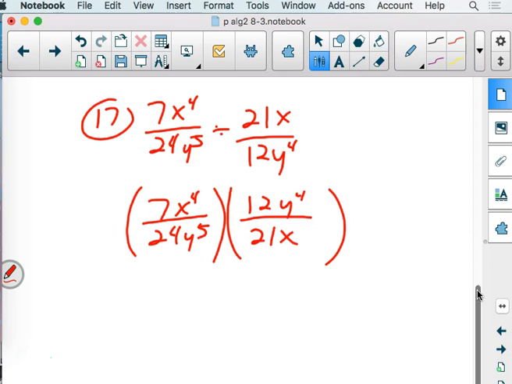Now, it's up to you whether you want to make this one fraction and then do all the reducing, or if you want to cancel and cross-cancel. Sometimes it gets hard to keep track of everything, but if you write clearly and keep it organized, it should be okay. The 7 into the 21, 12 into 24. What else? One of those x's can come out. Y's.